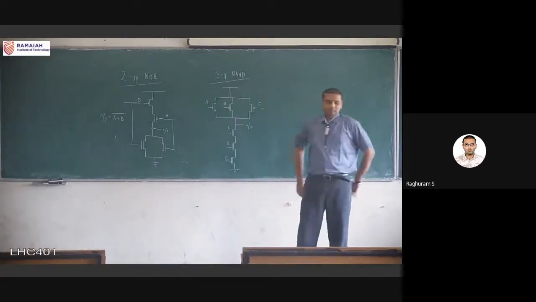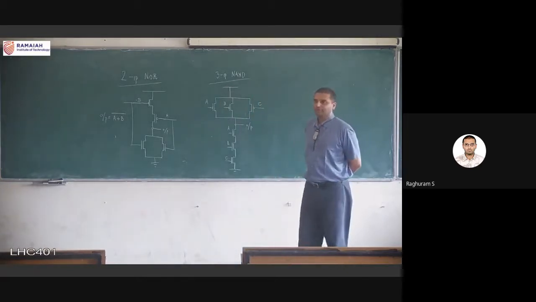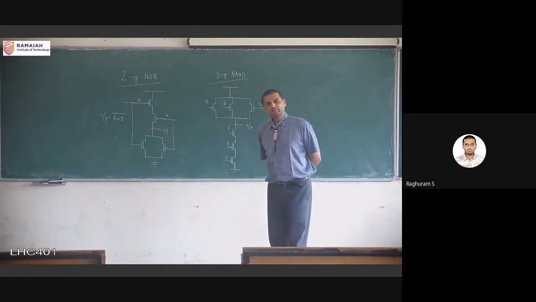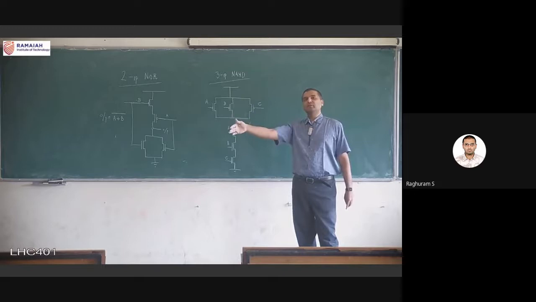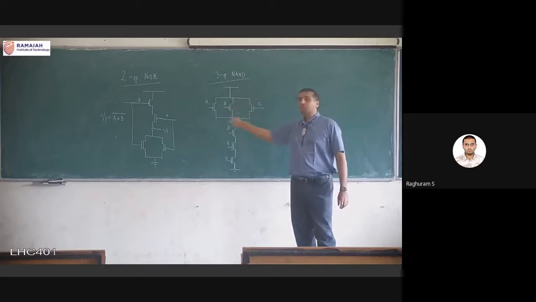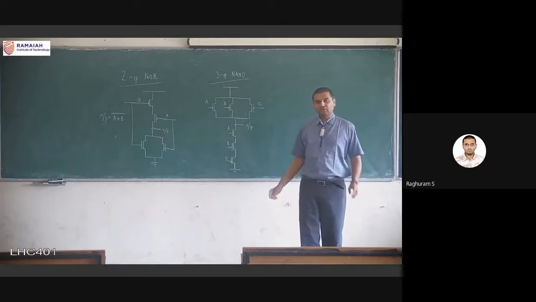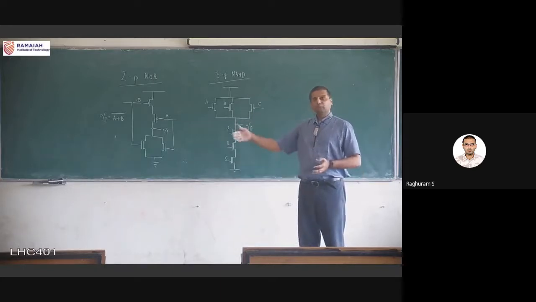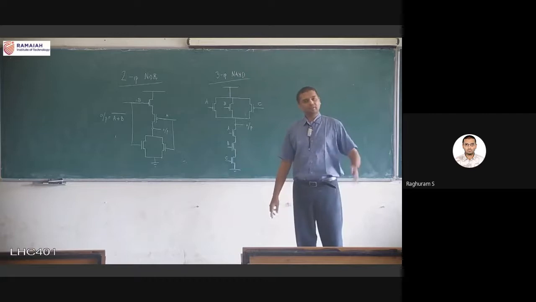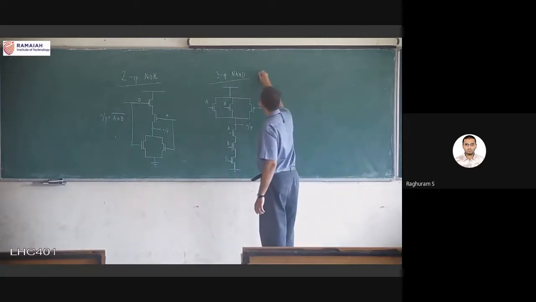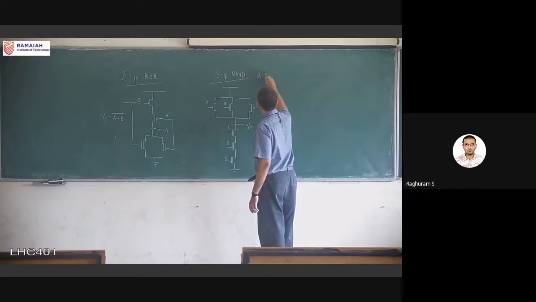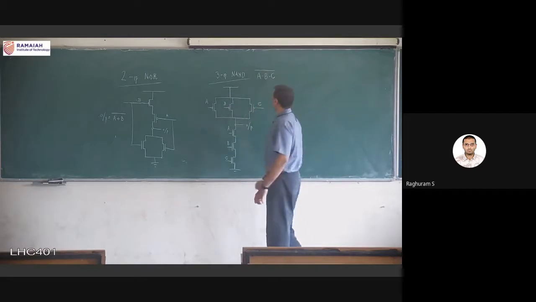Okay, so going from two input to three input is very simple. Just add two more transistors, one PMOS and one NMOS, and in the same manner in which the previous were connected. So in the previous case, there were two transistors in parallel in the PMOS, add one more PMOS in parallel. There were two transistors in series in the NMOS, add one more transistor in series itself. So very easily we can go from two input to three input. So this is A into B into C the whole bar.